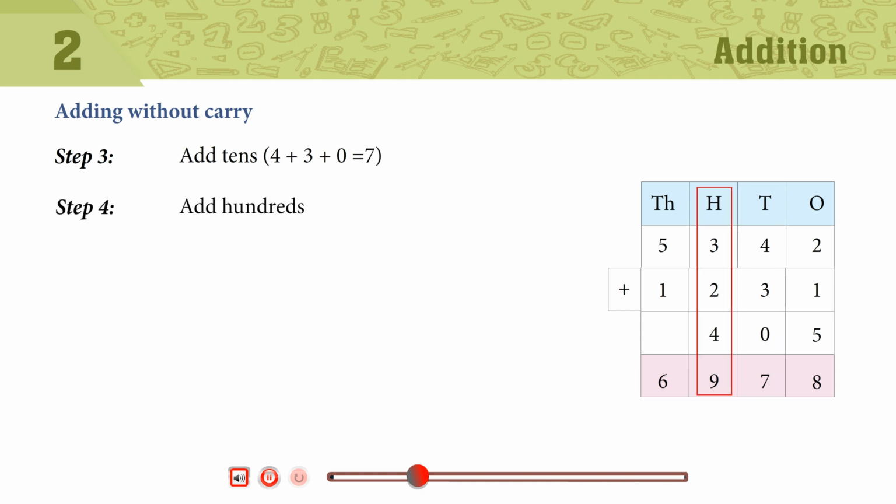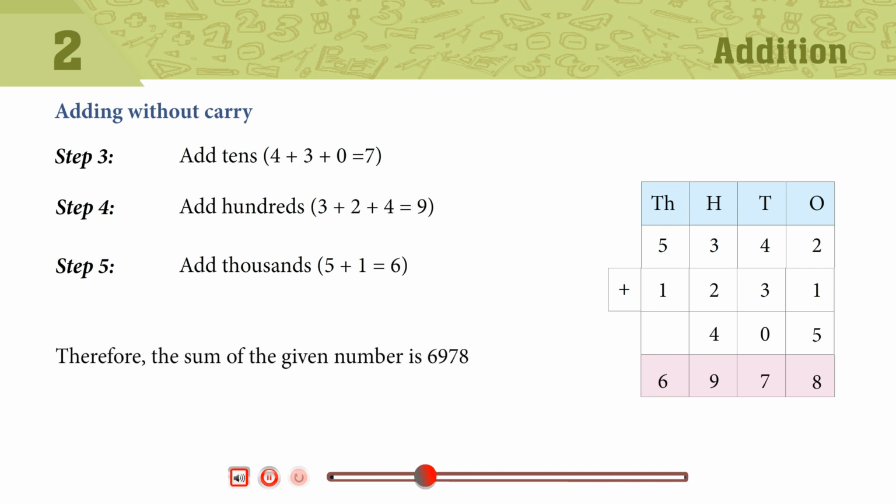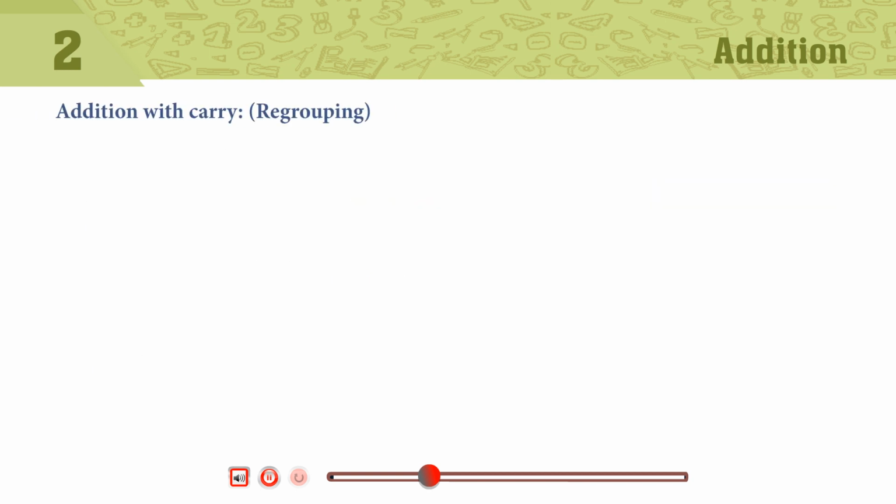Step 4. Add hundreds. 3 plus 2 plus 4 is equal to 9. Step 5. Add thousands. 5 plus 1 is equal to 6. Therefore, the sum of the given numbers is 6,978. Addition with carry. Regrouping.